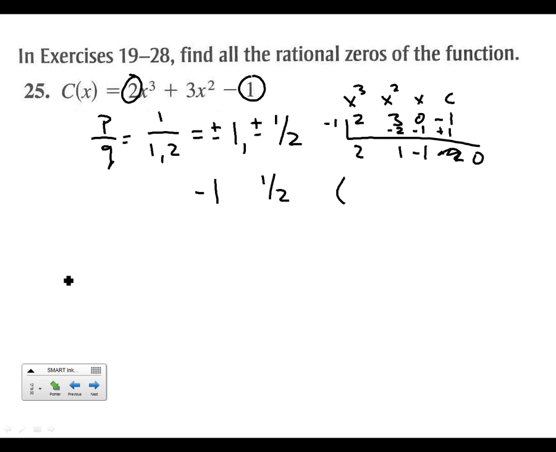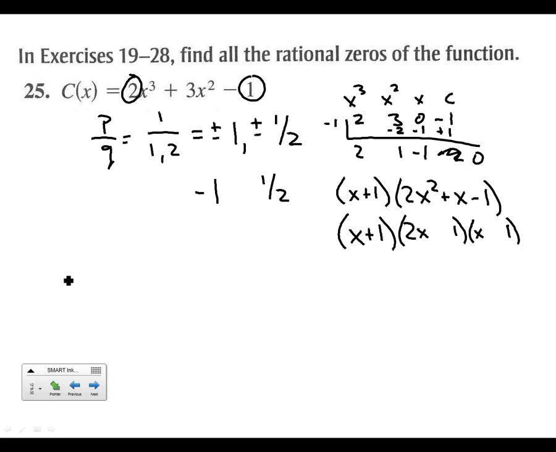So we've got x + 1 and 2x^2 + x - 1. And let's go ahead and see if we can factor this. Yep, that'll work out. If we do 2x and x, 1 and 1, and we make this a positive and this a negative. So we've got our 3 zeros. (x + 1) squared, there's that multiplicity of 2 we were talking about before. 2x - 1, there's the 1/2 that we were looking at also.